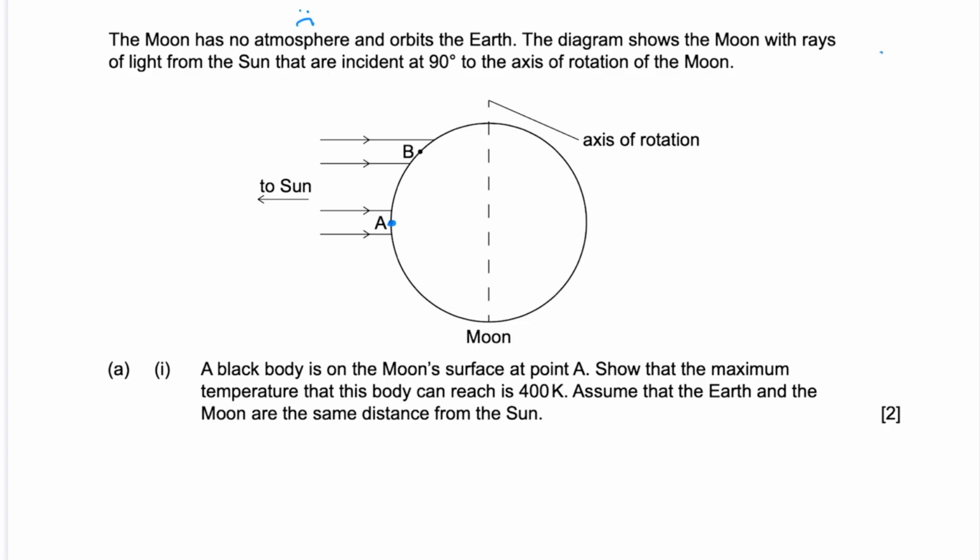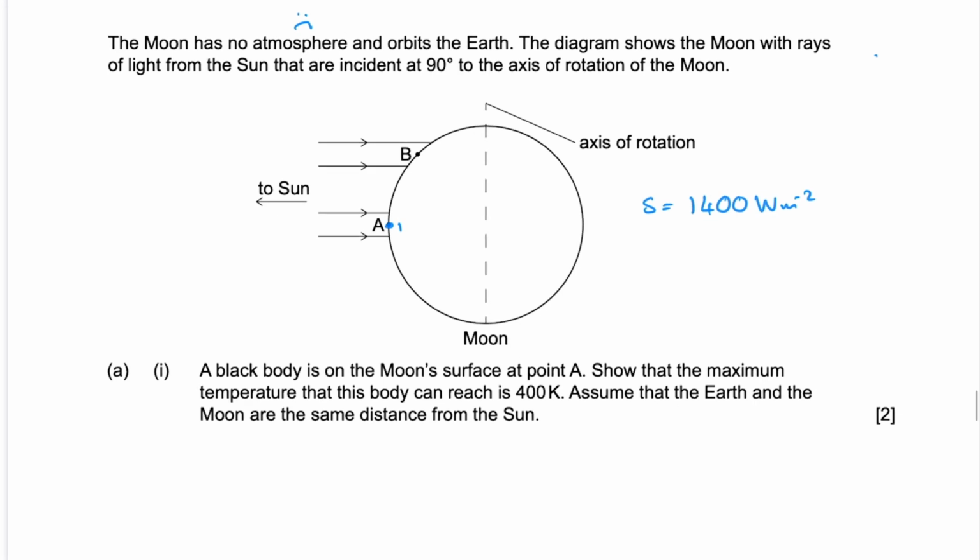Assume that the Earth and the moon are the same distance from the sun. If the Earth and the moon are the same distance from the sun, then we know that the solar constant of radiation from the sun is 1,400 watts per metre squared. To make this easy, let's assume that our black body is 1 meter squared. That takes the area component out of this equation for us.